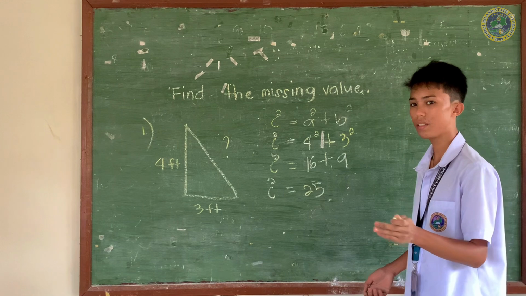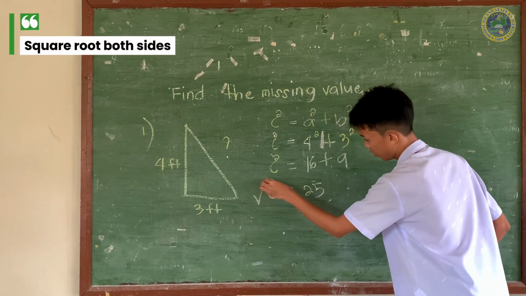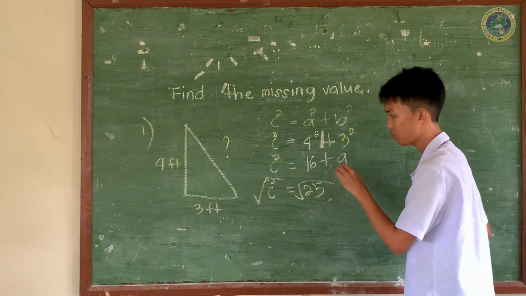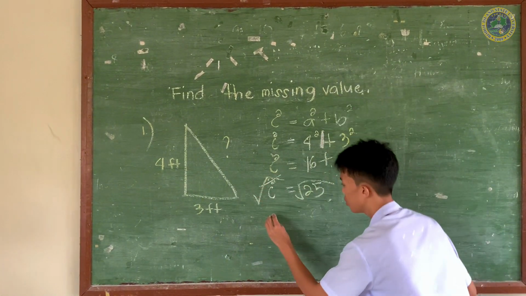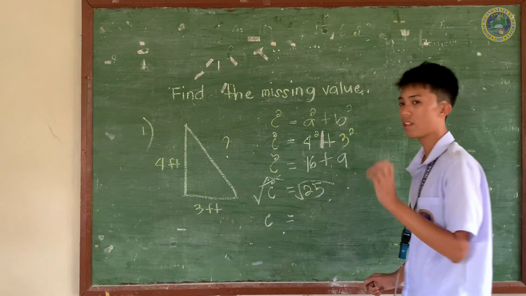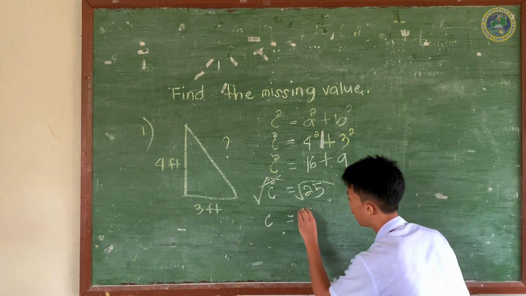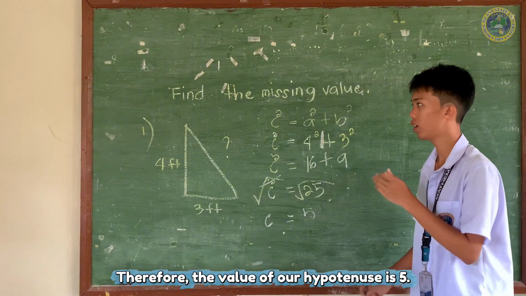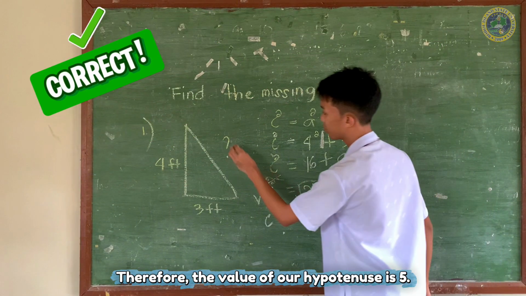So let's square root both sides so that this square and this square will be cancelled. So c is equal to the square root of 25, which is 5. So therefore, the value of our hypotenuse is 5.